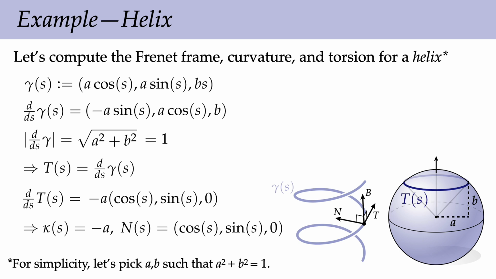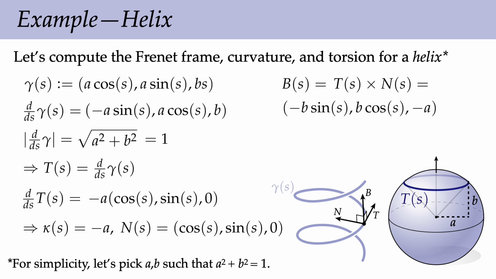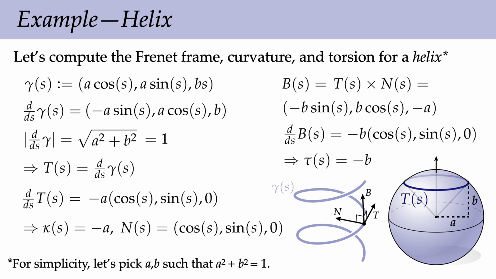Okay, so far so good. What about the binormal? This one's perhaps the easiest. We just have to take the cross product of the tangent and the normal, and we get (b sin s, −b cos s, a). If we want to get the torsion, we take the derivative of the binormal, and that gives us d/ds of B(s) is equal to (b cos s, b sin s, 0). So what we learn is that the torsion is just this leading coefficient b, just like we did for the curvature.